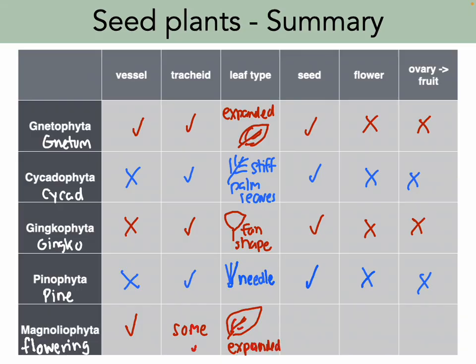So expanded leaf, right? But in angiosperm, there's so many types of leaf. It's crazy. Some plant lost the leaf altogether, or some plant only have leaf left. It's crazy. But they definitely have seed, and because they're flowering plant, they have flower, and with flower, they have fruit. Not too bad, right? Can I put this on the exam?